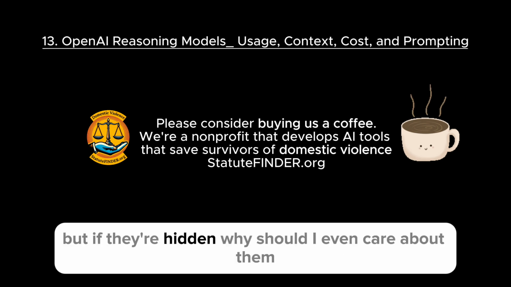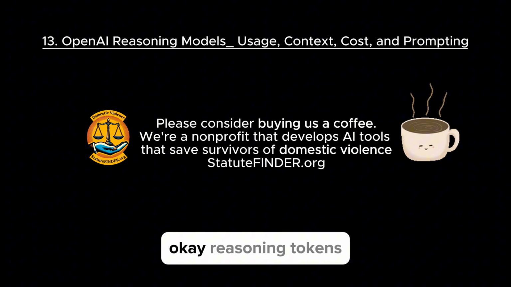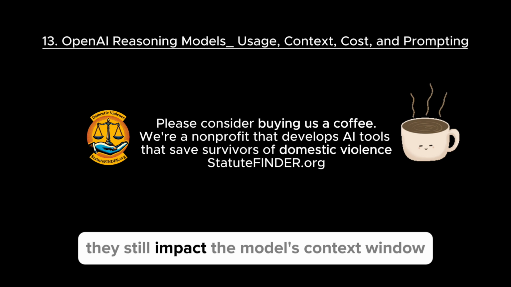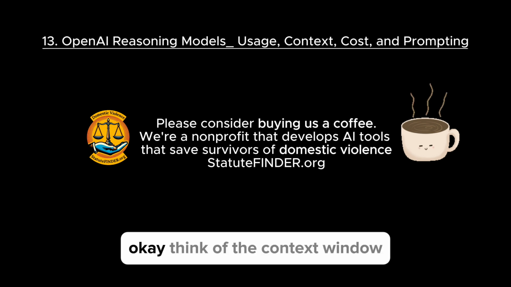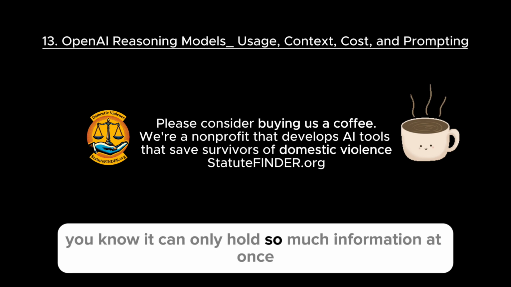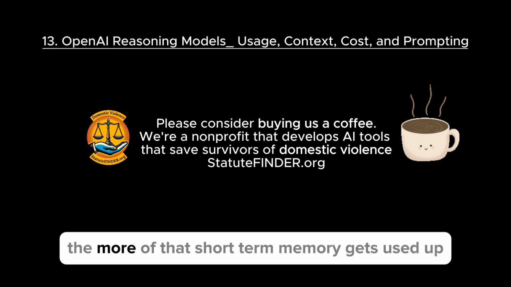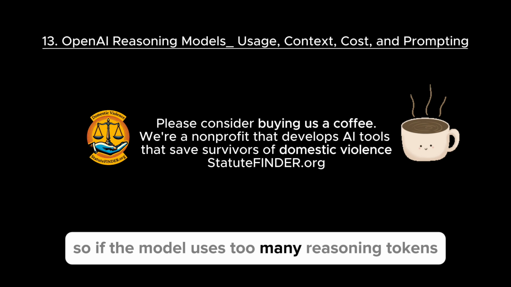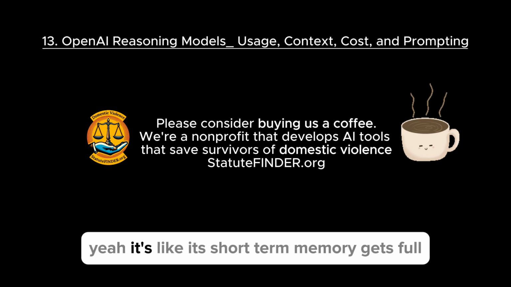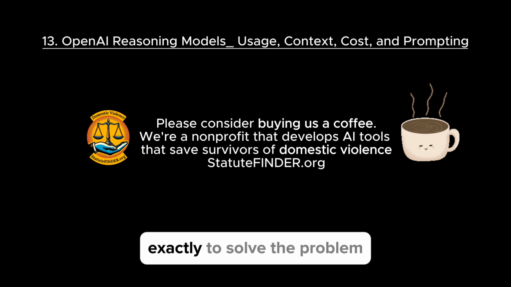That makes sense. But if they're hidden, why should I even care about them? That's a great question. Even though you don't see them, reasoning tokens still impact the model's context window. Think of the context window like the model's short-term memory. It can only hold so much information at once, and the more reasoning tokens the model uses, the more of that short-term memory gets used up. So if the model uses too many reasoning tokens, its short-term memory gets full and it might not be able to remember everything needed to solve the problem.